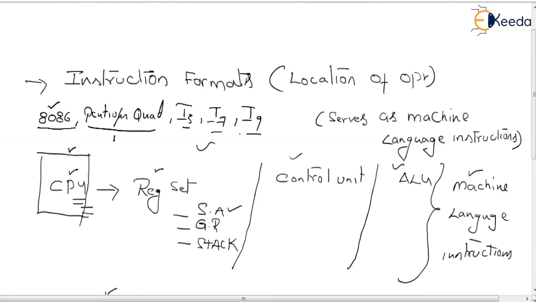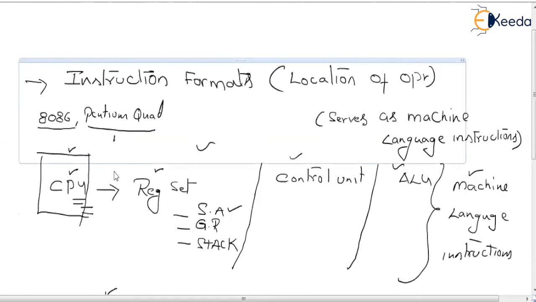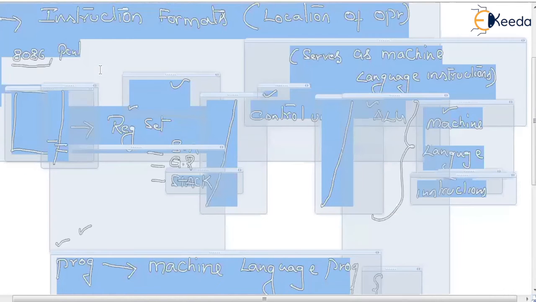So, being a designer, it is our responsibility to design machine language instructions that are needed to be supported by our system, because every high-level language program should be converted into a machine language program. So we are designing machine language instructions right now in this video. Let us try understanding how to design these machine language instructions.